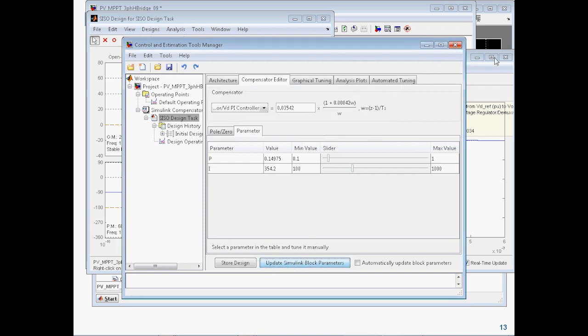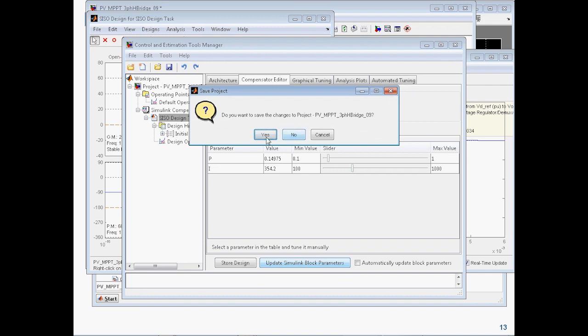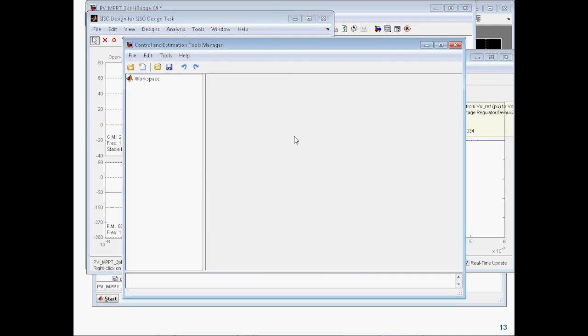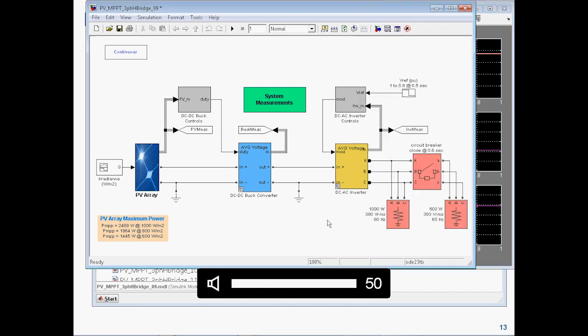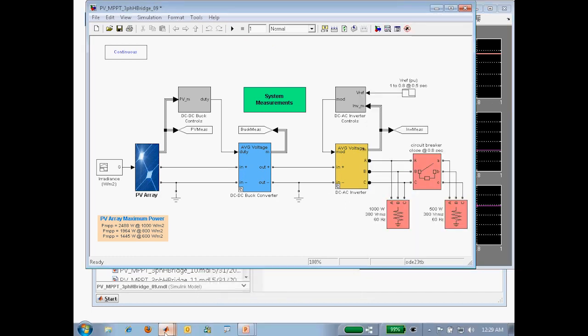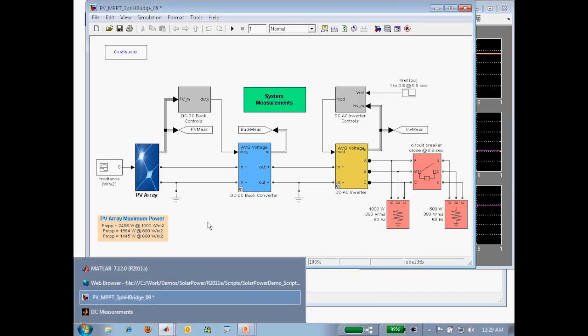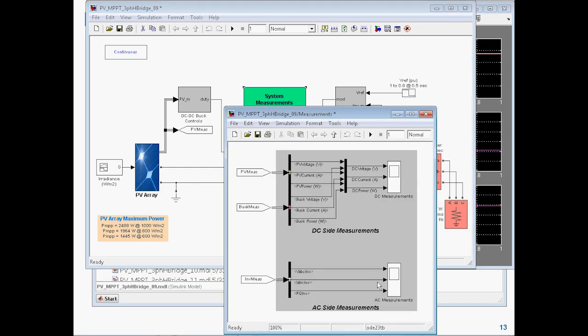This is my compensator structure right there, so I have all the information at my fingertips here. Now that I have updated my simulation model, I can run it again and maybe see increased performance.